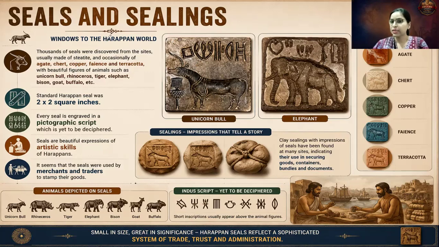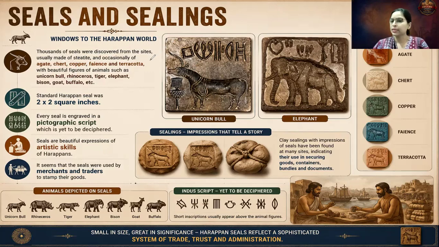Now, by the way, you can get a question in the mains examination, a direct short note on the seals and sealings. Why? Because seals and sealings are the artistic expressions of Harappan civilization. They are a part of their art and culture as well. So hence you can expect a question on this.